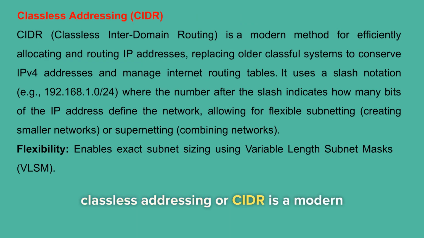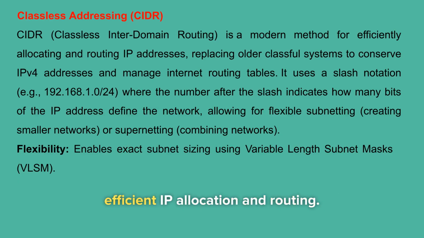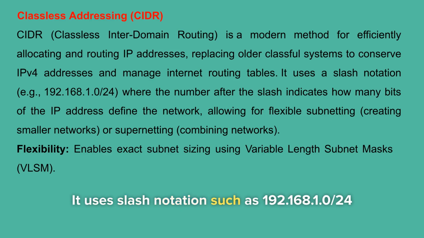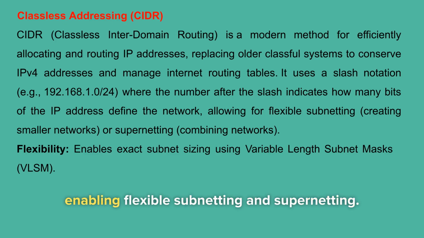Classless addressing, or CIDR, is a modern method that replaces classful systems for efficient IP allocation and routing. It uses slash notation, such as 192.168.1.0/24, where the number indicates the network bits, enabling flexible subnetting and supernetting.